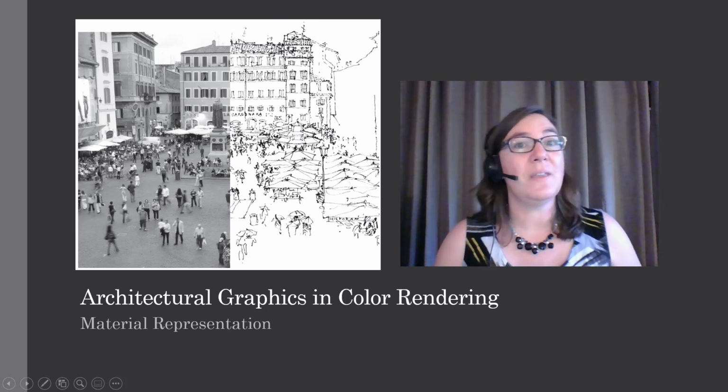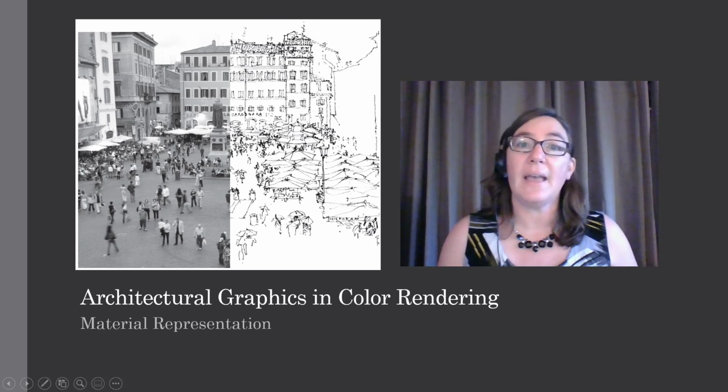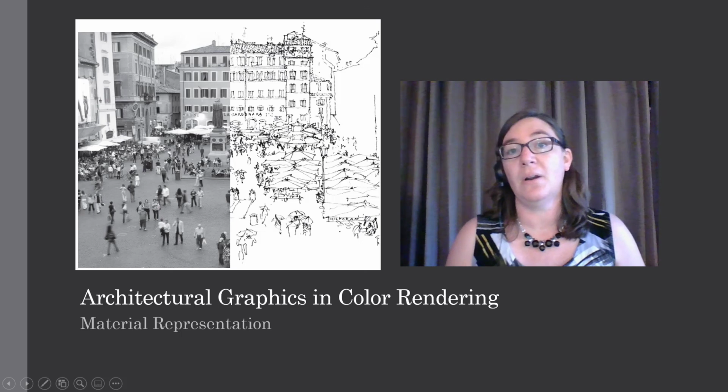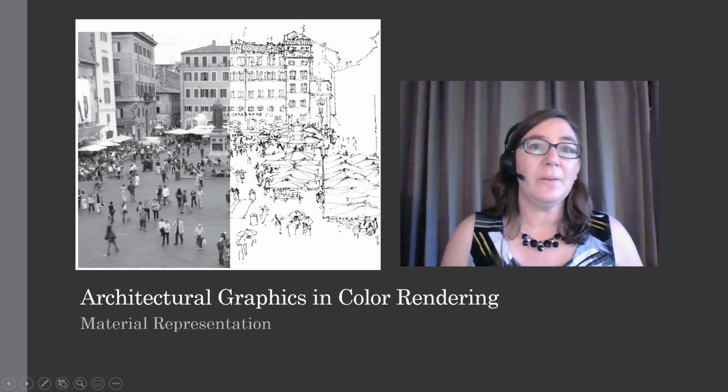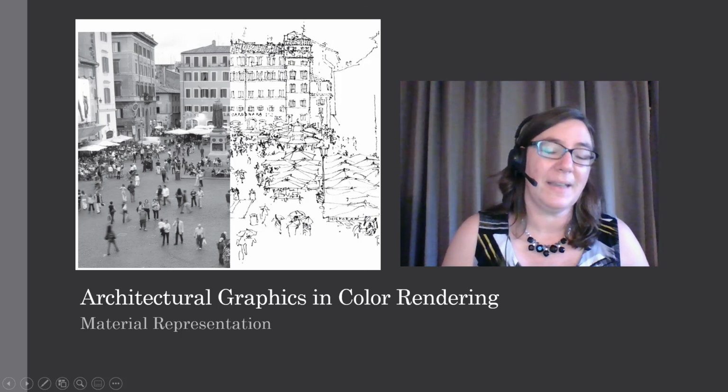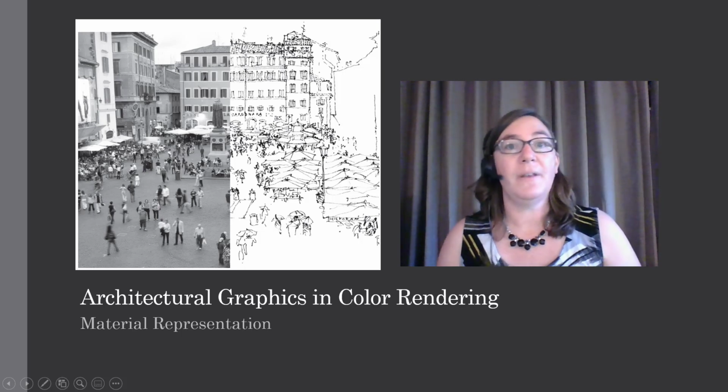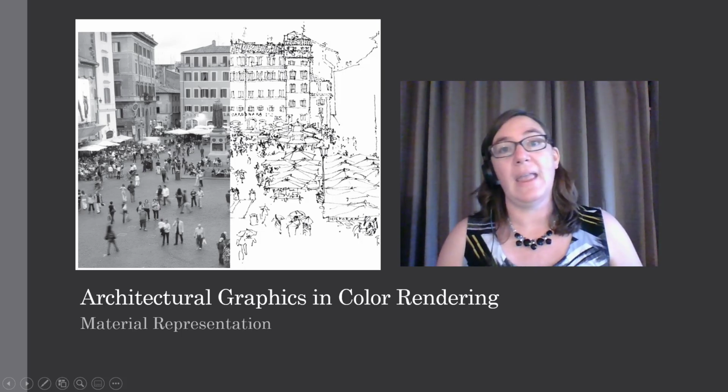All right, everyone, this was an introduction to the idea of material representation in architectural drawings. And we learned some basic definitions of texture, pattern, and materials.